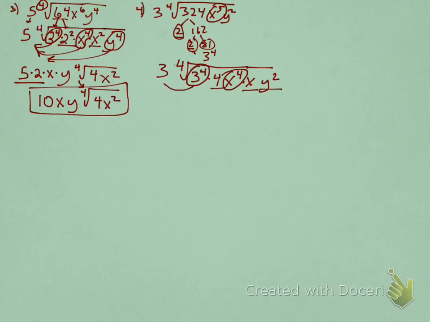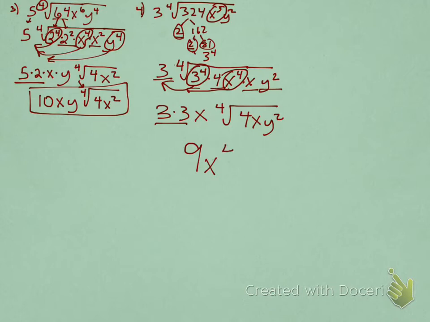So I'm going to pull out a 3 to join this 3, so I have a 3 times a 3 in the front, and I also get to pull out an x, and then I have the 4th root of 4xy squared. I would simplify that by writing 9 instead of 3 times 3, 9x, and then the 4th root of 4xy squared. I'd like to show you a few more examples that are going to be a little bit more sophisticated.